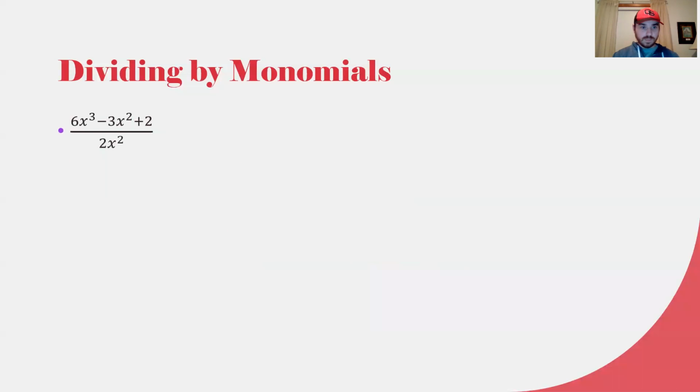So let's look at another example. This time we have 6x cubed minus 3x squared plus 2 all over 2x squared. I'm going to do the exact same thing we just did. So 6x cubed over 2x squared minus 3x squared over 2x squared plus 2 over 2x squared.